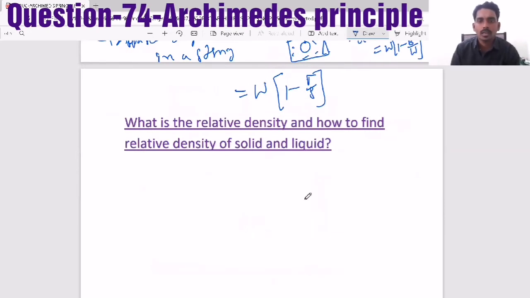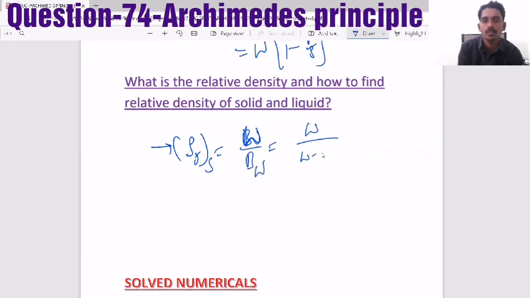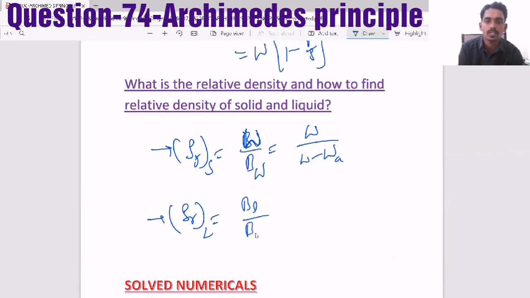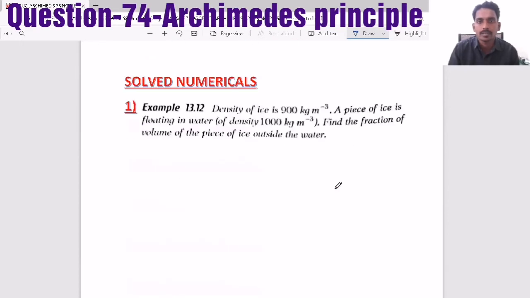Now, here I have already explained what relative density is and how to find the relative density of a solid and a liquid. The relative density of a solid is the weight of the body divided by the buoyancy force in water, that is W by W minus WA, the apparent weight. The relative density of a liquid means the buoyancy force in the liquid divided by the buoyancy force in water, that is W minus W1 by W minus W2, where W is the true weight, and W1 and W2 are the apparent weights of the body in liquid and water respectively.